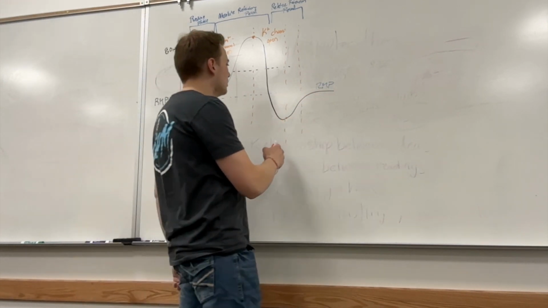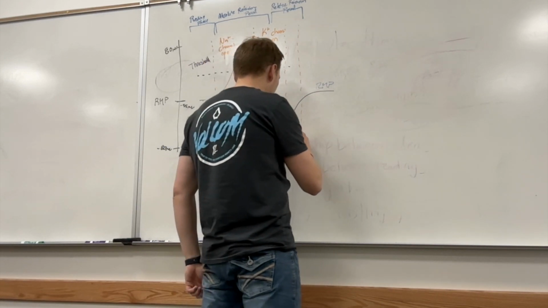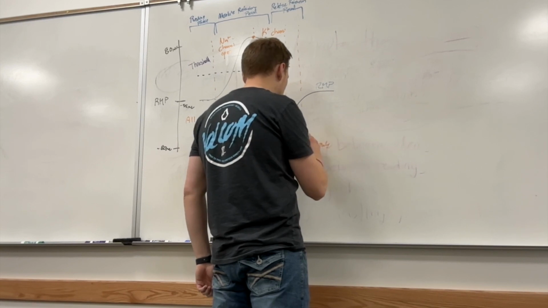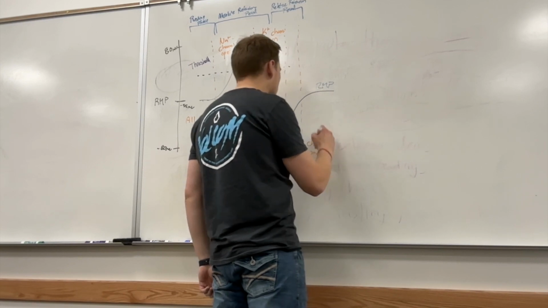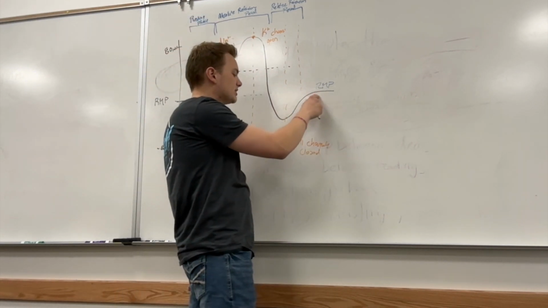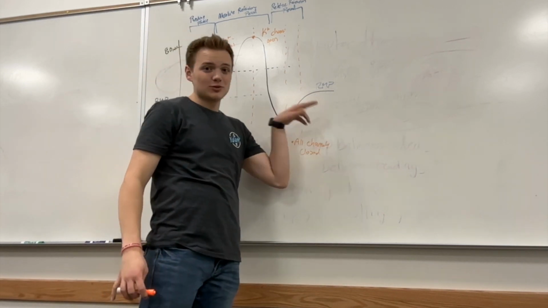And once we get to this point right here, again, all voltage-gated channels are now closed, and only the potassium leak channels are open, and that's going to reestablish the electrochemical gradient.